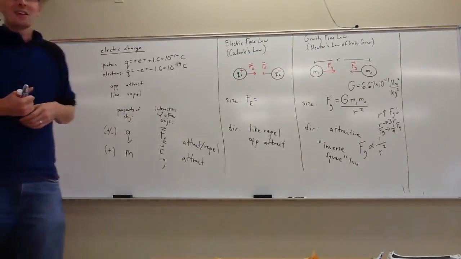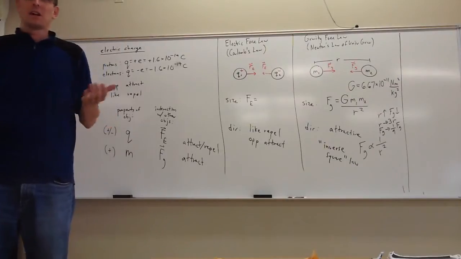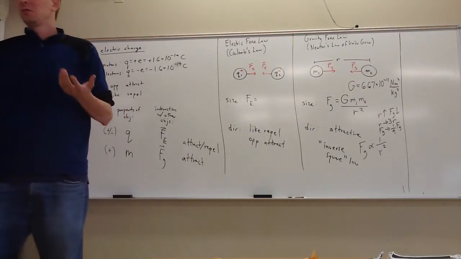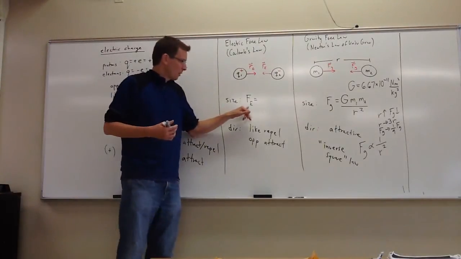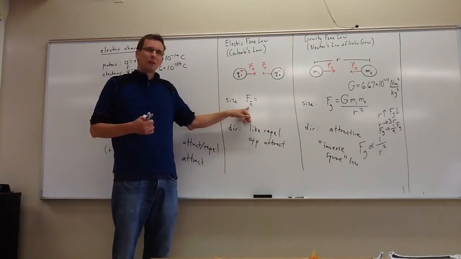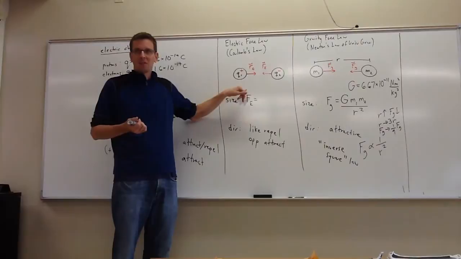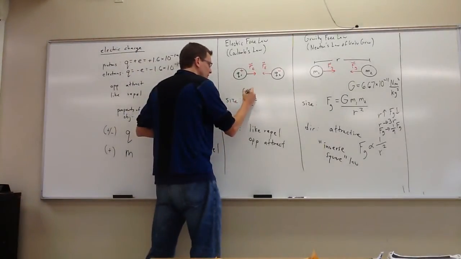But either way, what I'm interested in at this point is the size of the force, okay? I'll figure out on my own if they attract or repel, but I just want to know the number. How many newtons of force do they exert on each other? And for those of you that might not be used to this notation, whenever I write a force but the vector hat is left off, that means I just want the size of it. So this is just going to be a size.